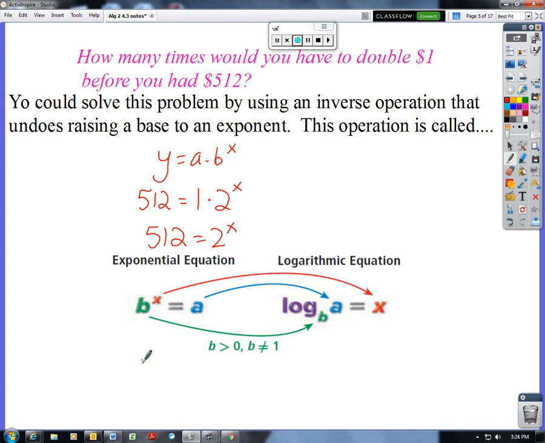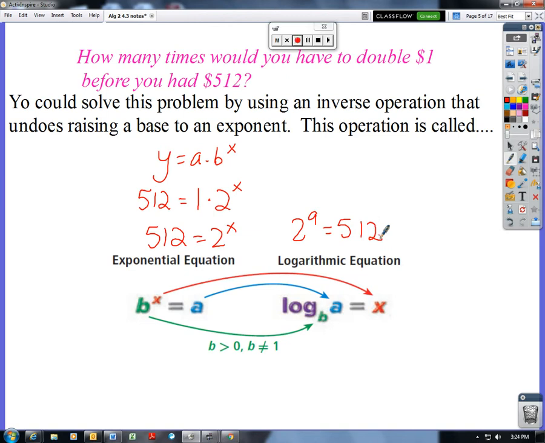So we're wondering, 2 to what power equals 512? And at this point you would have to guess and check. I kind of think I know what it is, because 2 to the 10th is 1024, so it's probably 2 to the 9th. It is indeed. So 2 to the 9th is 512.